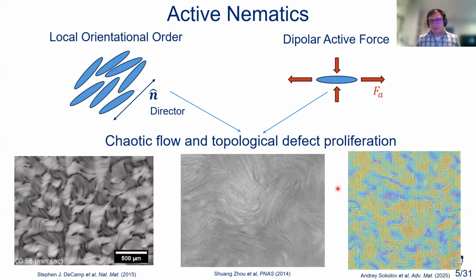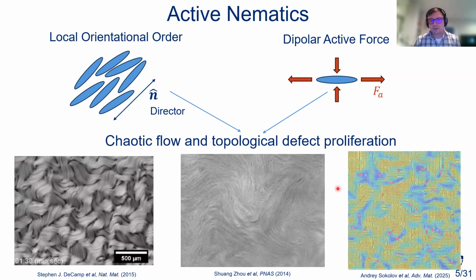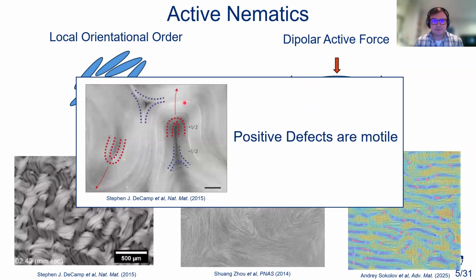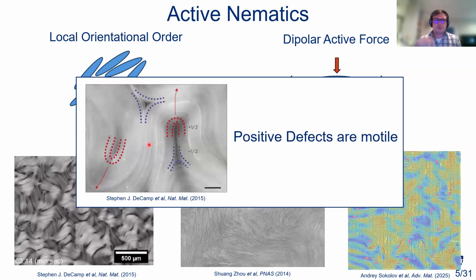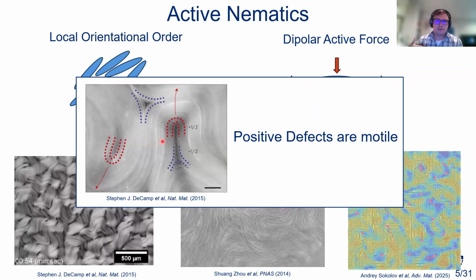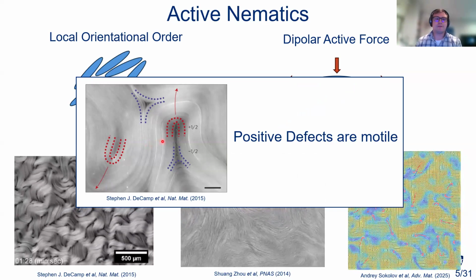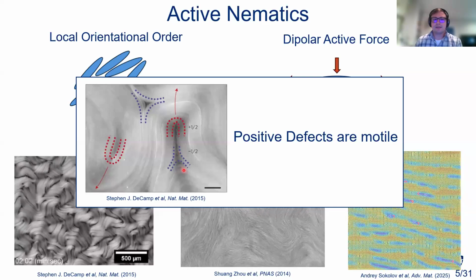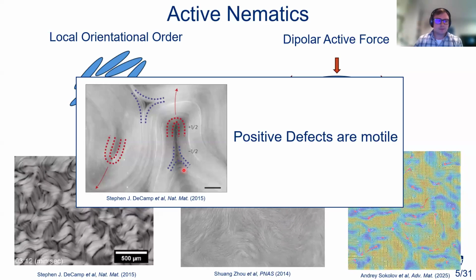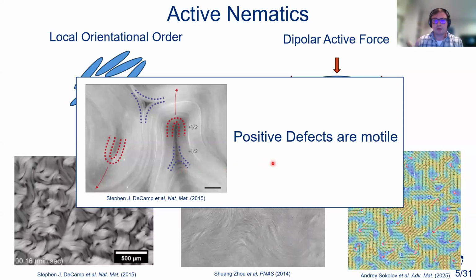And one thing I want to say about these topological defects, I'm not going to talk too much about them in this talk, but an important aspect is that the positive defects, they're sort of like charges where they can be positive and negative. The positive ones are motile, and they're the ones that are mainly generating the flow in these systems, while the negative ones tend to stay still in the system or move around very little.